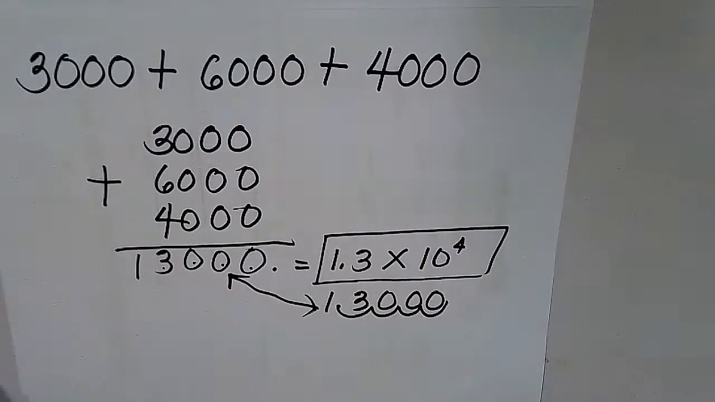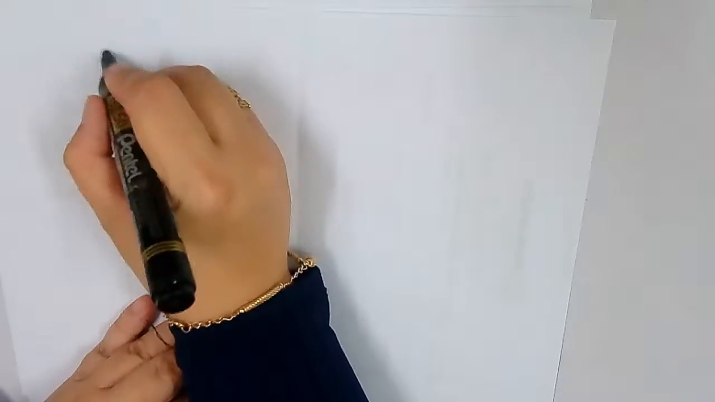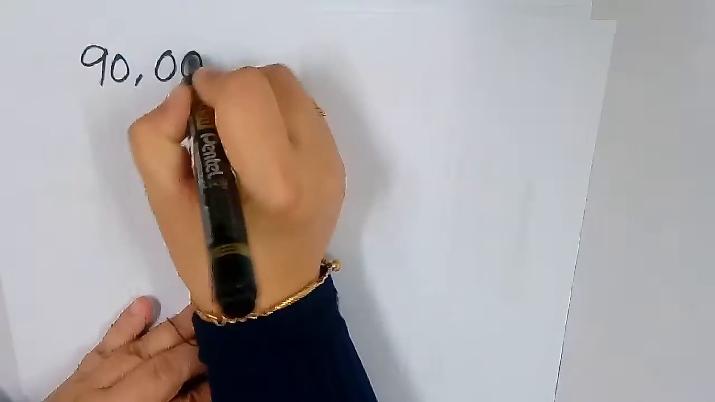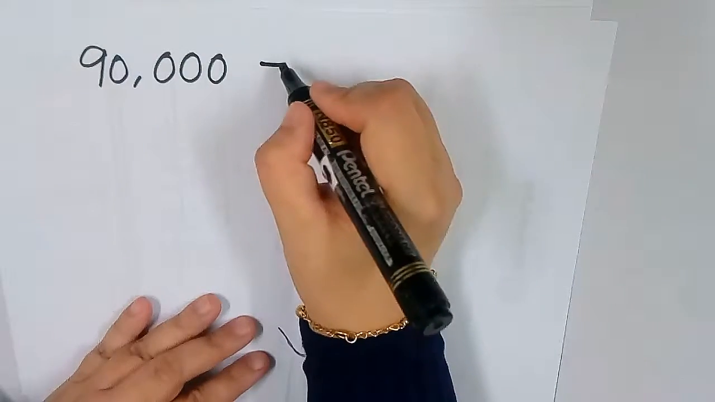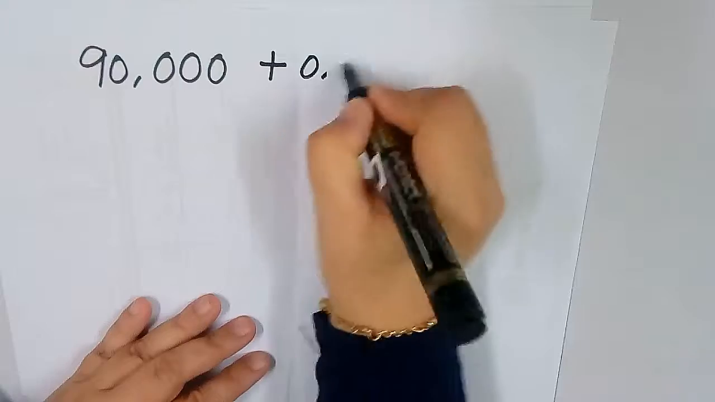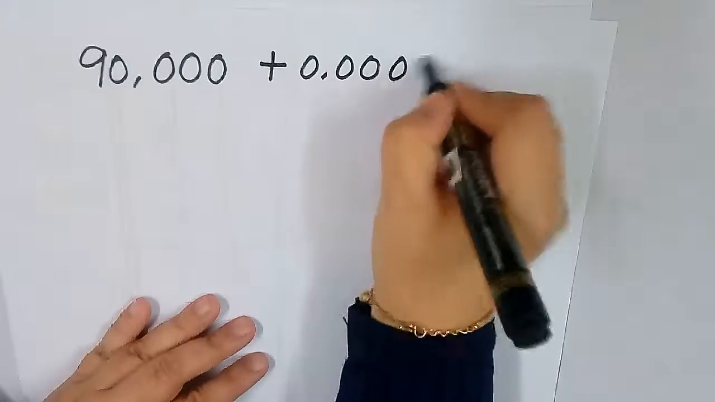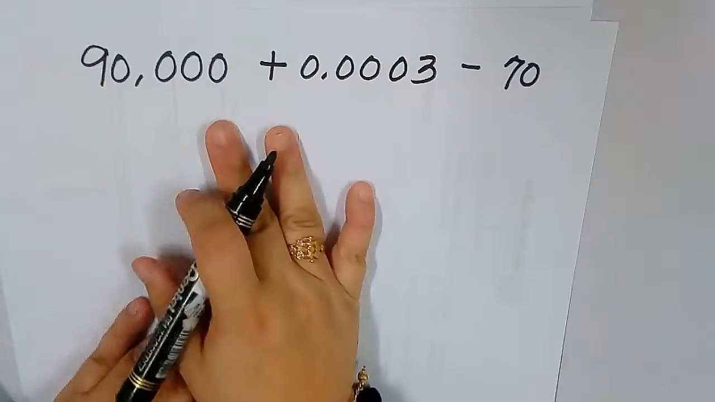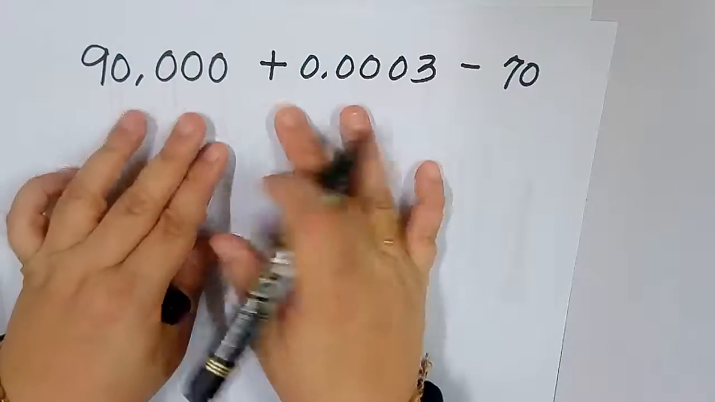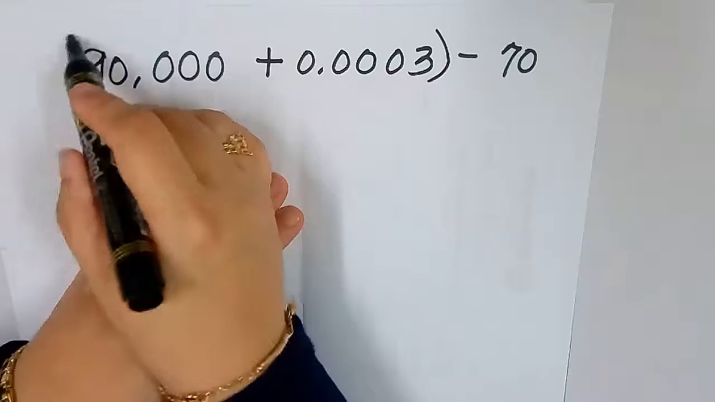Ganun din sa subtraction. So, if we are given, kunyari, 90,000 minus plus 0.0003 minus 17. Okay, let us try to compute this. Dahil magkaiba sila ng mga operation, let us do the associative property.